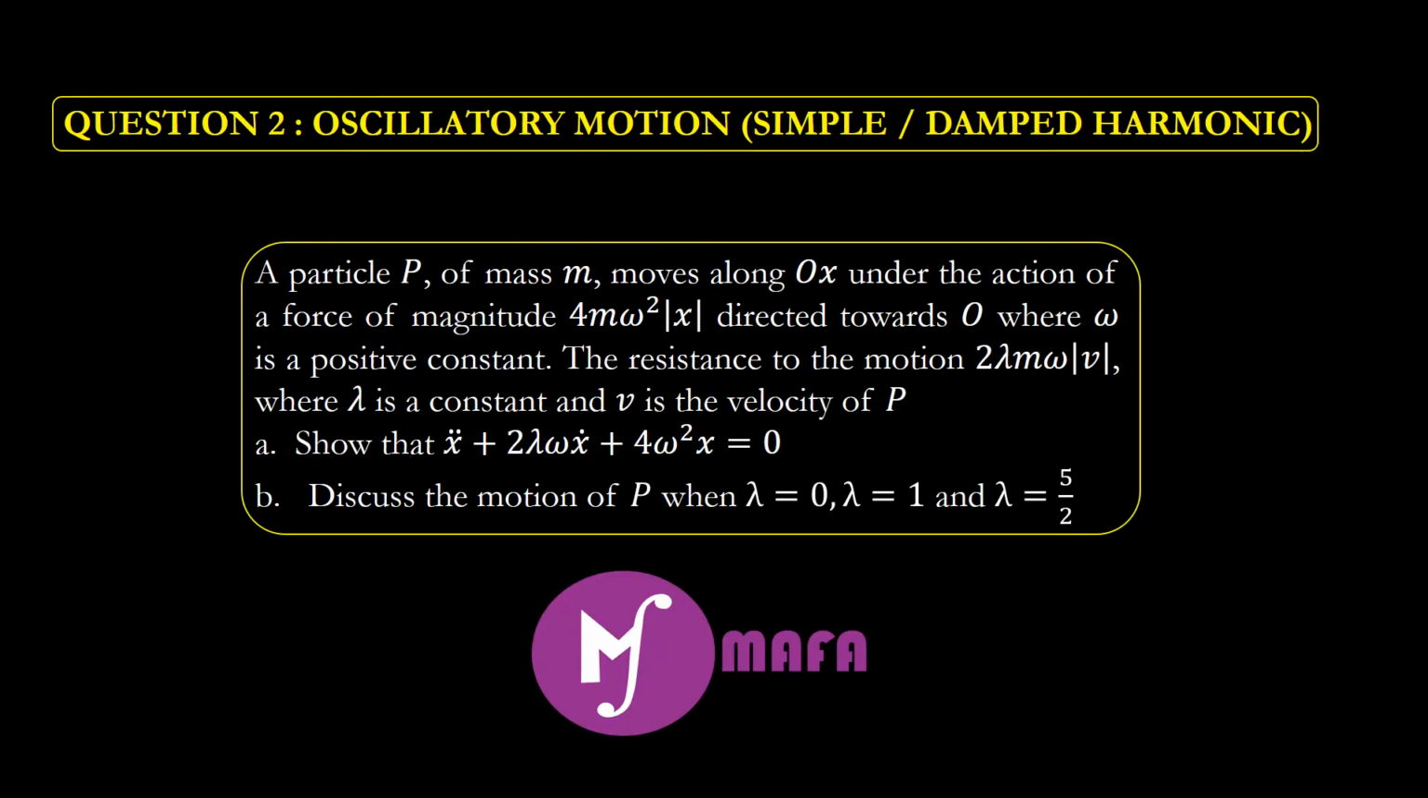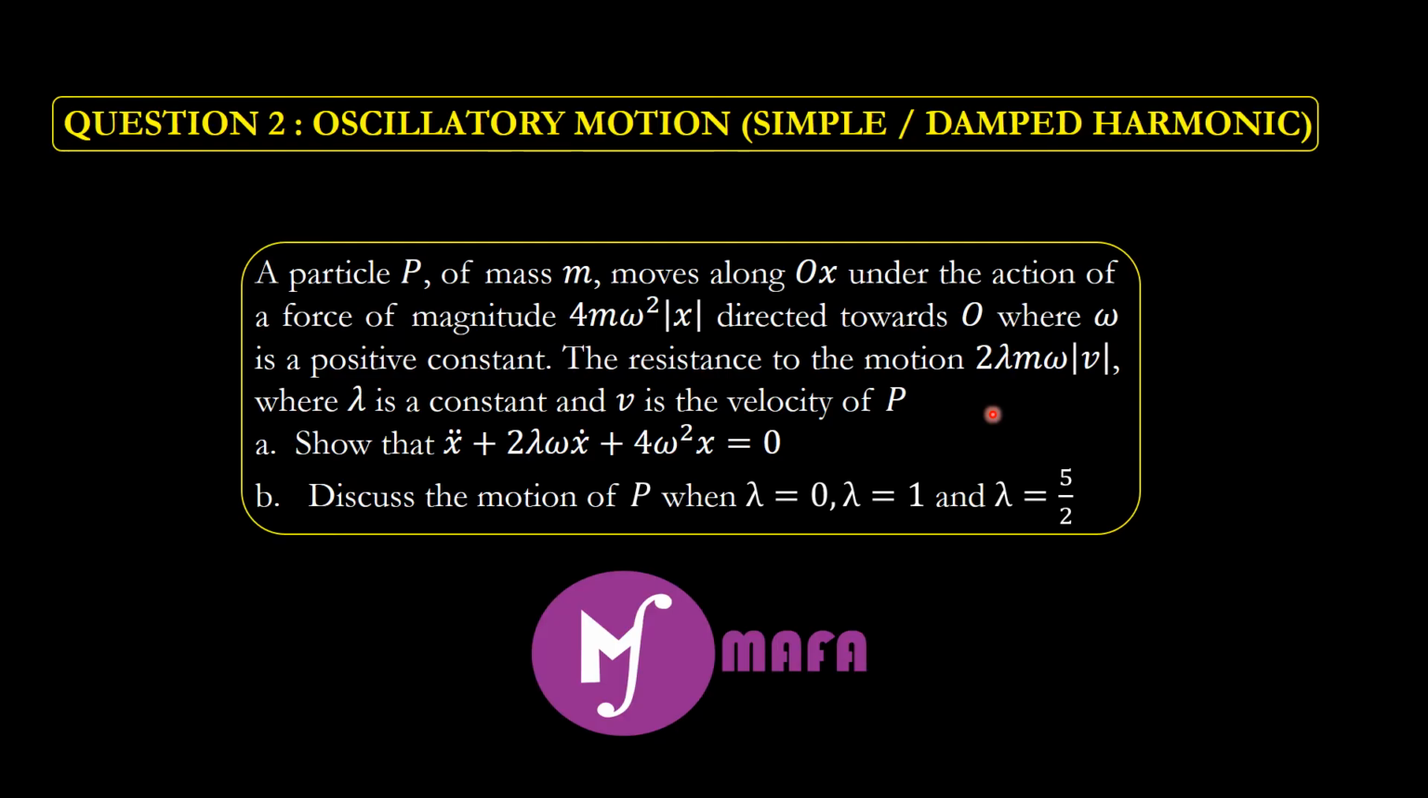Alright, so let us move on to question 2, which is talking about oscillatory motion, that is simple and damped harmonic motion. The question reads, a particle P of mass M moves along OX under the action of a force of magnitude 4m omega squared times the magnitude of x directed towards O, where omega is a positive constant. The resistance to the motion is 2 lambda m omega times the magnitude of v, where lambda is a constant and v is the velocity of the particle P.